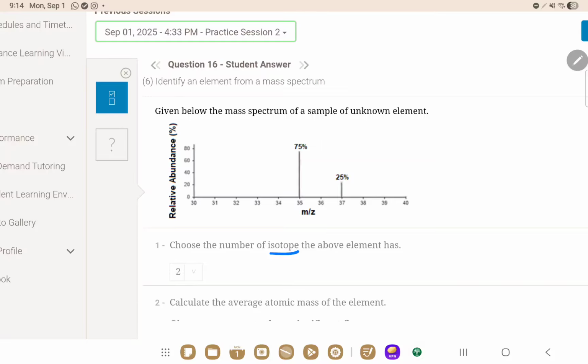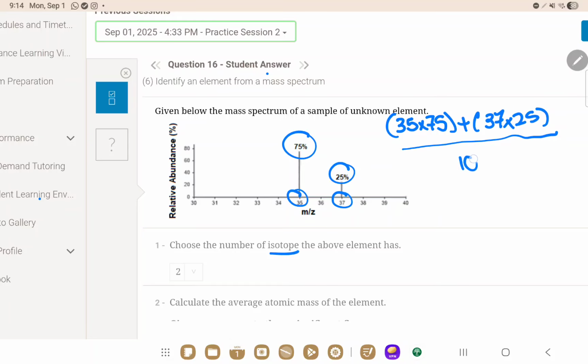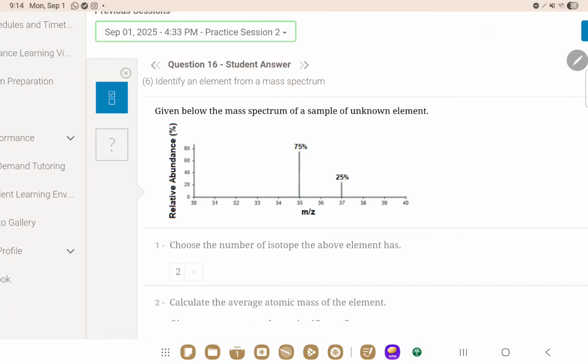To calculate the average atomic mass, we've been doing this for literally 3 years. You do the mass times the abundance plus mass times abundance, over 100. So 35 times 75%, but you only do 75, plus 37 times 25, all over 100. Put that into your calculator, you should be getting an answer of 35.5, and that is your average atomic mass.